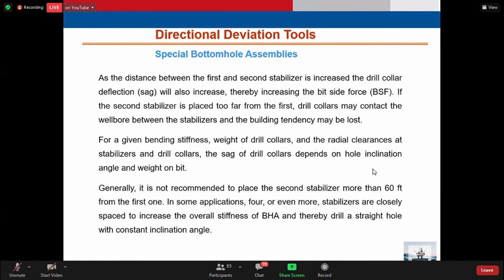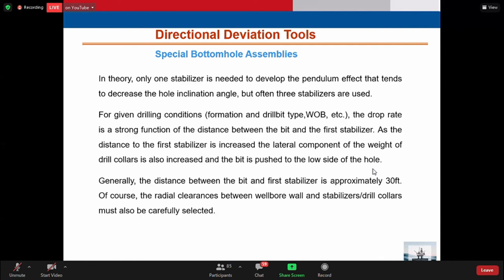In some applications, 4 or even more stabilizers are closely spaced to increase the overall stiffness of the assembly, to drill a straight hole with constant inclination and angle. So in theory, only one stabilizer is needed to develop the pendulum effect, the physics of which decreases the hole inclination and causes the dropping.